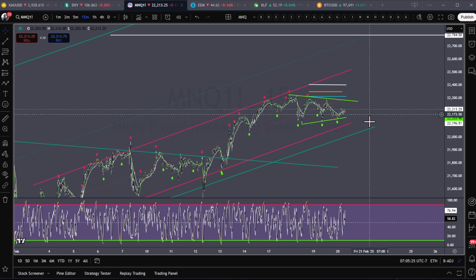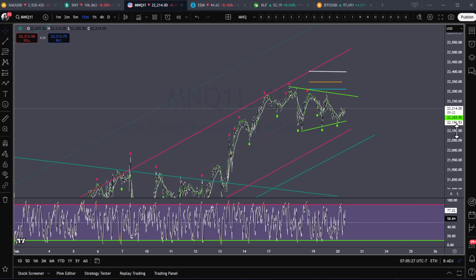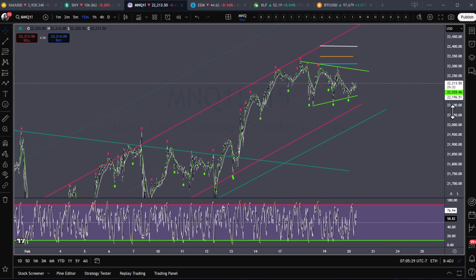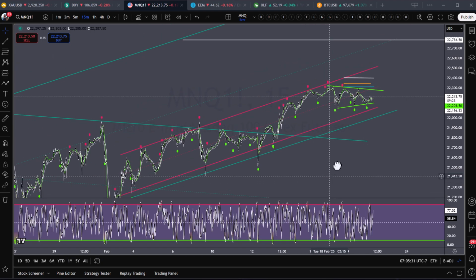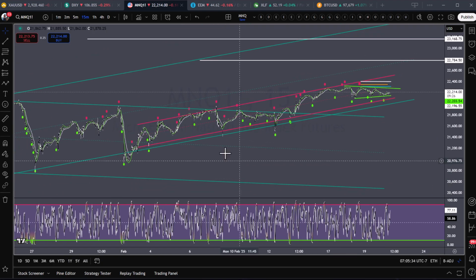Looking at the mini NASDAQ, well, here we are. We are wedging up. We're still in this multi-channel level. So here we have the 4-hour channel. This is the green, and we have the 15-minute channel in the red. And this is the red one we've been playing all the way up.